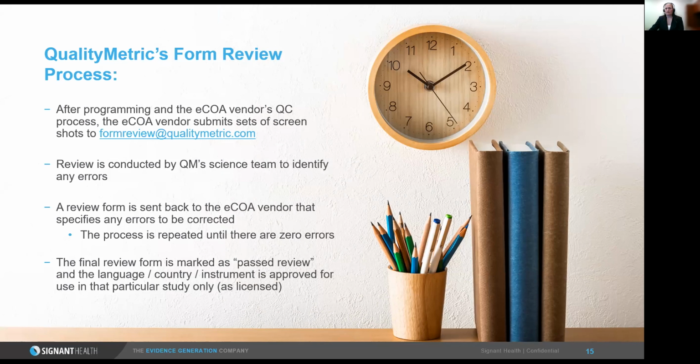We're going to talk a little bit about timelines, but the faster that you turn this back to us and make the corrections, the faster we can review it and get back to you a final form review that's marked as passed review for that particular language, country, and instrument.